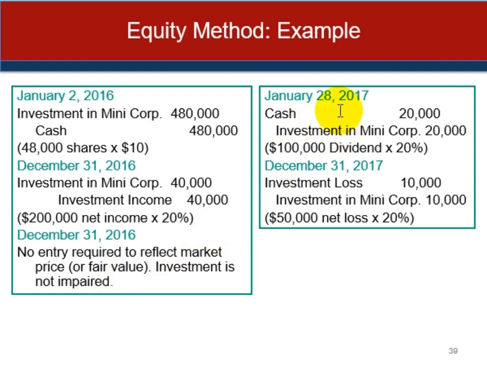In 2018, we received a dividend, so they no longer owe us the money. We've actually received the money, so we get the cash, record a decrease in the investment in Minicorp. So we get basically our share, or part of our share, of the investment income from December 31st, 2016.